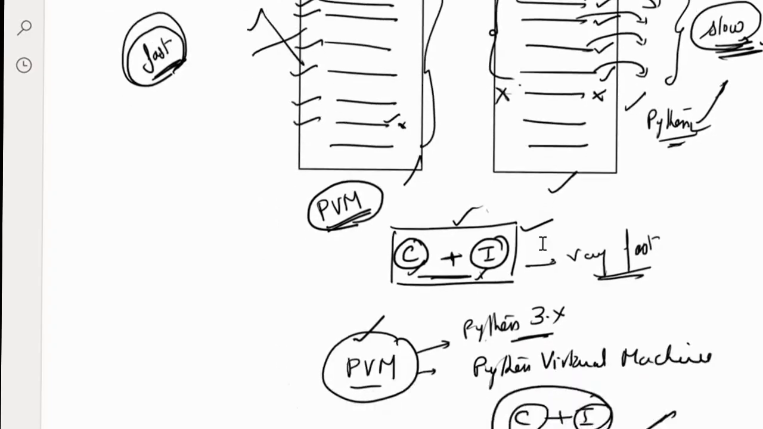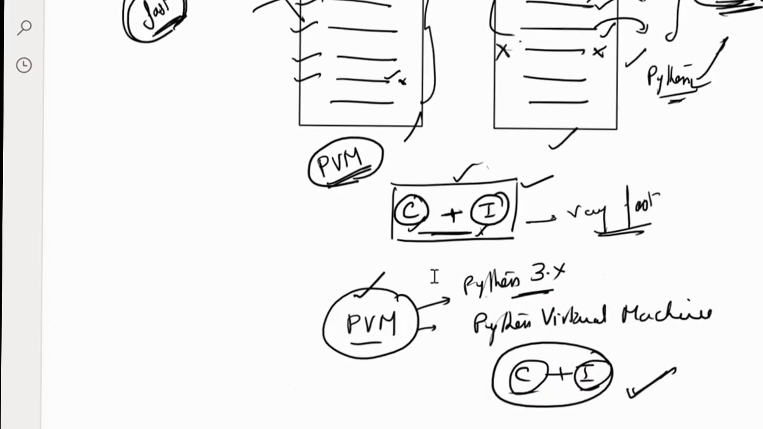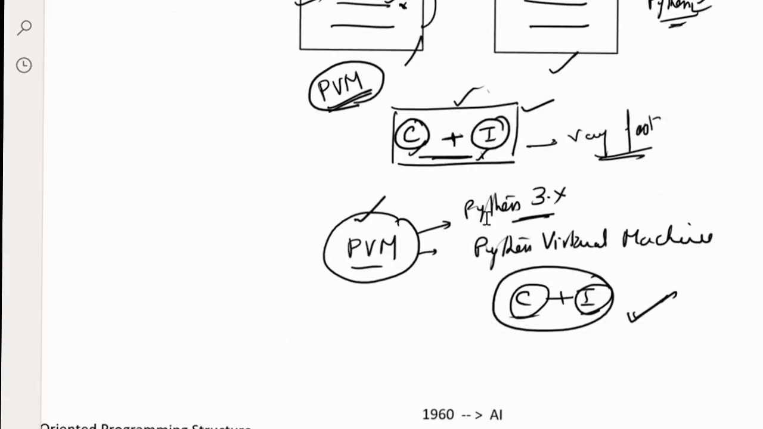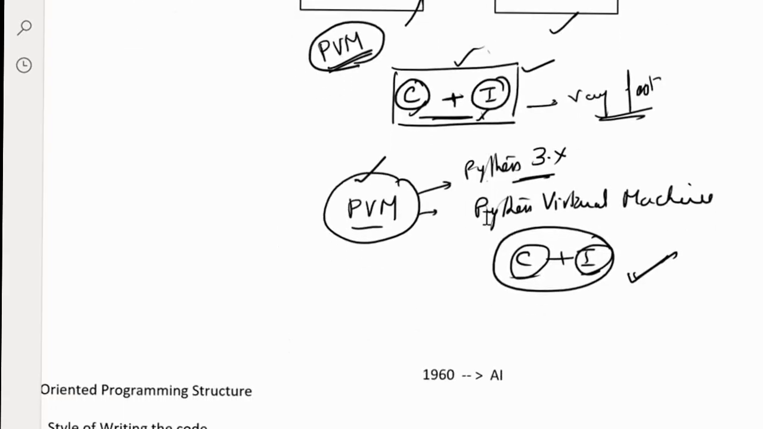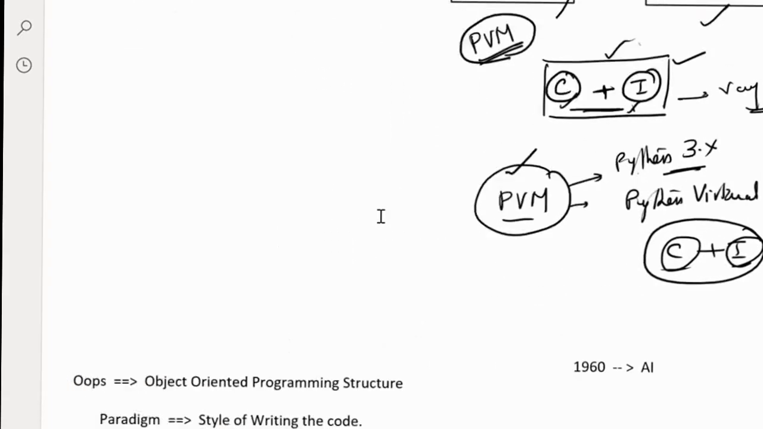So they designed the PVM. The PVM is a combination of compiler and interpreter. If you want to go into detail, there is a lot, but we don't need so much. The PVM and the interpreter both will compile and interpret the code. They share the load, so obviously this is much faster.